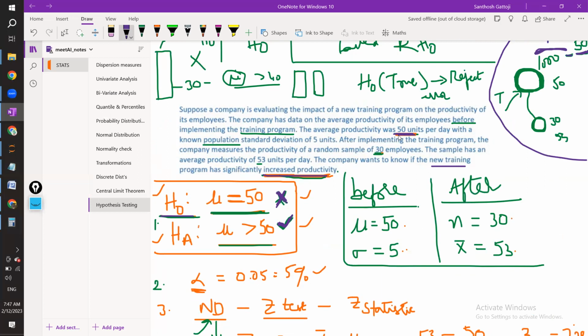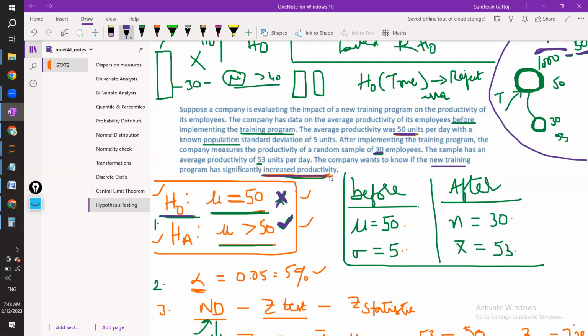Increased. So he's only saying the overall productivity of my 1,000 employees before training is 50, after training is 53. Then there is no need for us to do all this test. But what he's saying is, before the training, the overall population, the complete 1,000 employees' productivity is 50. But after implementing the training, only a sample, he's saying. Yes, a sample of 30 employees. From that sample only, we need to calculate and give a value for the overall population.